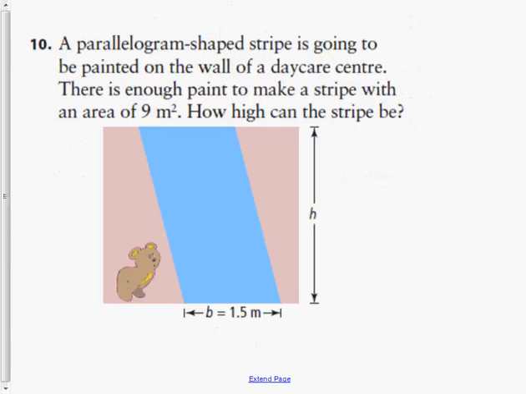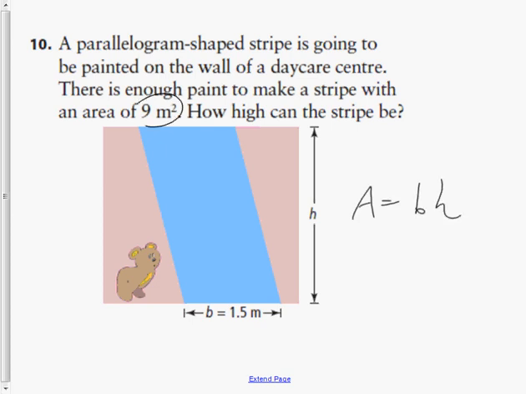Question 12. It has a picture of a cute little koala bear, I think. It says a parallelogram-shaped stripe is going to be painted on the wall of a daycare center. There's enough paint to make a stripe with an area of 9 meters squared. How high can the stripe be? Exactly the same question. So we have area equals base times height.